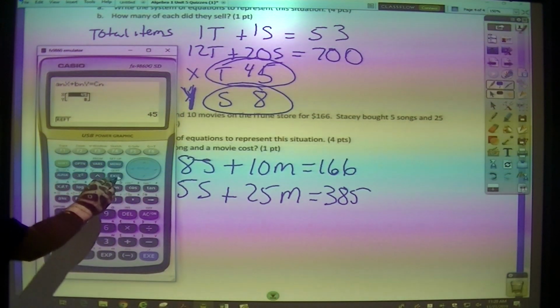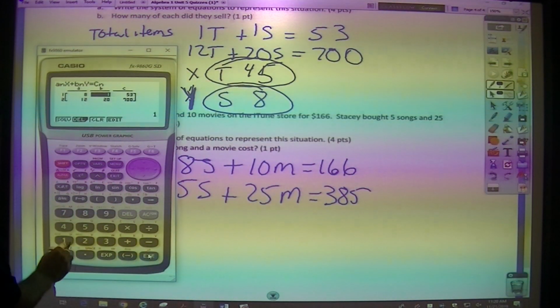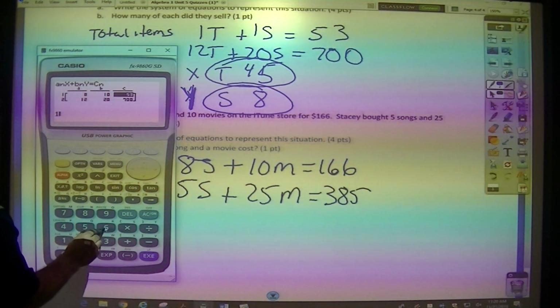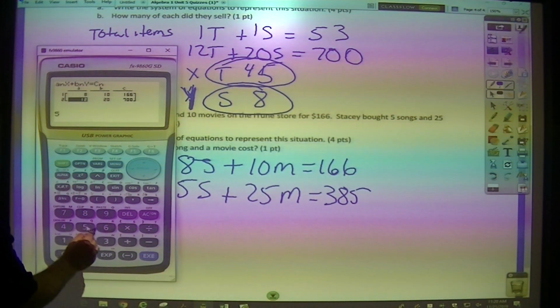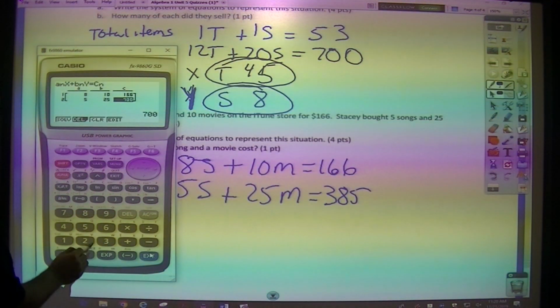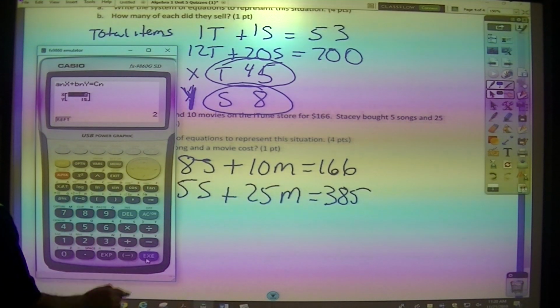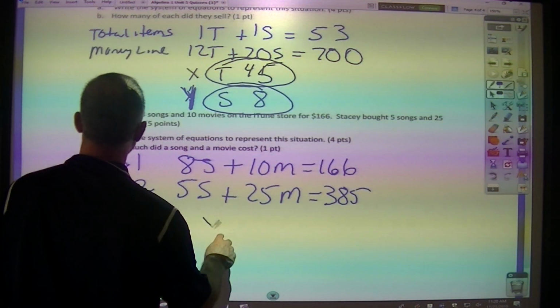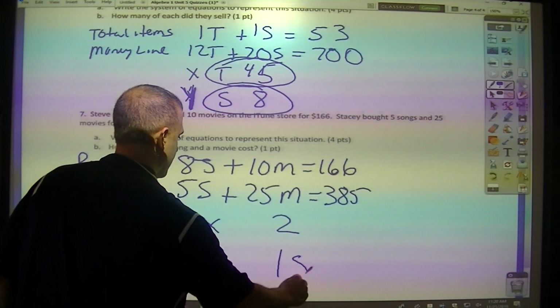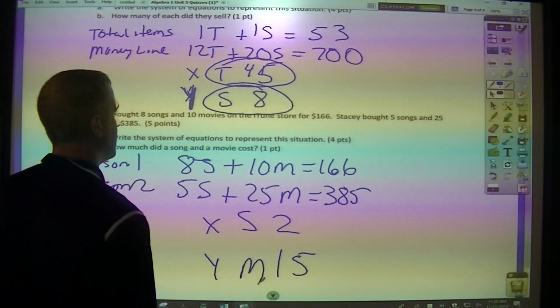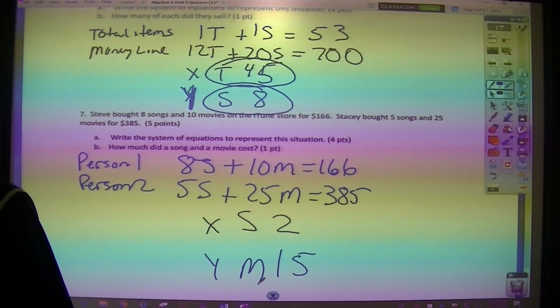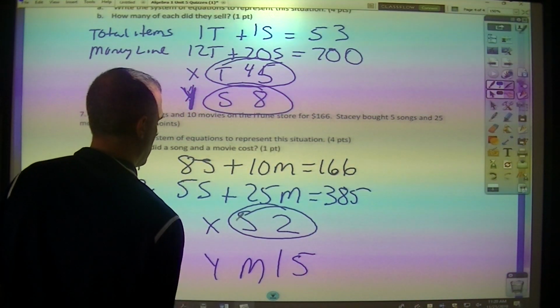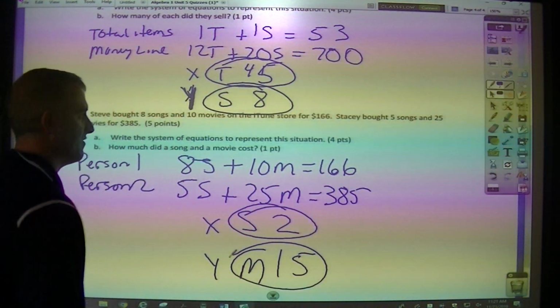Same, just go back and exit one step. I type in 8, I type in 10, I type in 166, and then on this one it's 5, 25, and 385. So X and Y, 2 and 15. So basically, the idea is that the songs cost $2 and the movies cost $15.